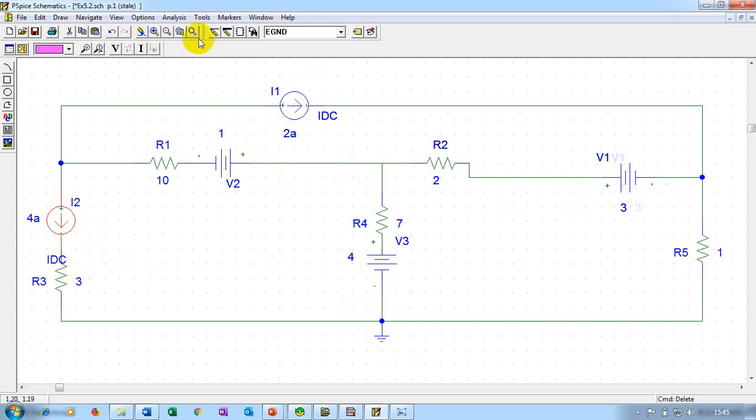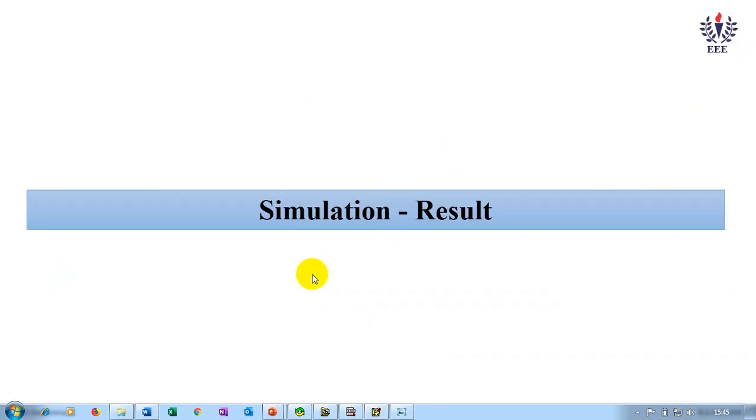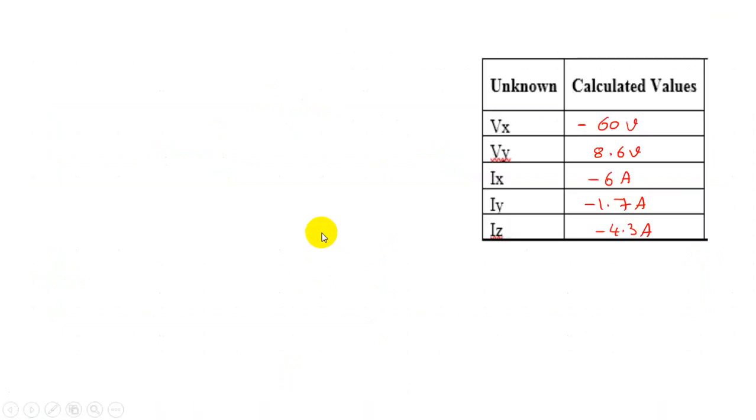As told earlier, I will not be showing V1, V2, V3. Let us find the answers for the aim of the experiment, that is Ix, Iy, Iz, Vx and Vy. We have already seen how to build the circuit. Let's check the results, for Ix, Iy, Iz, Vx and Vy all together.